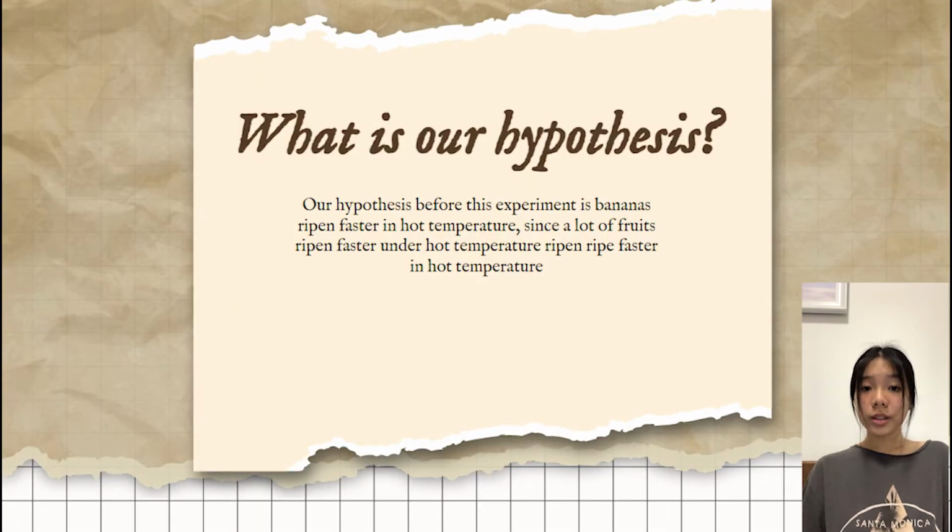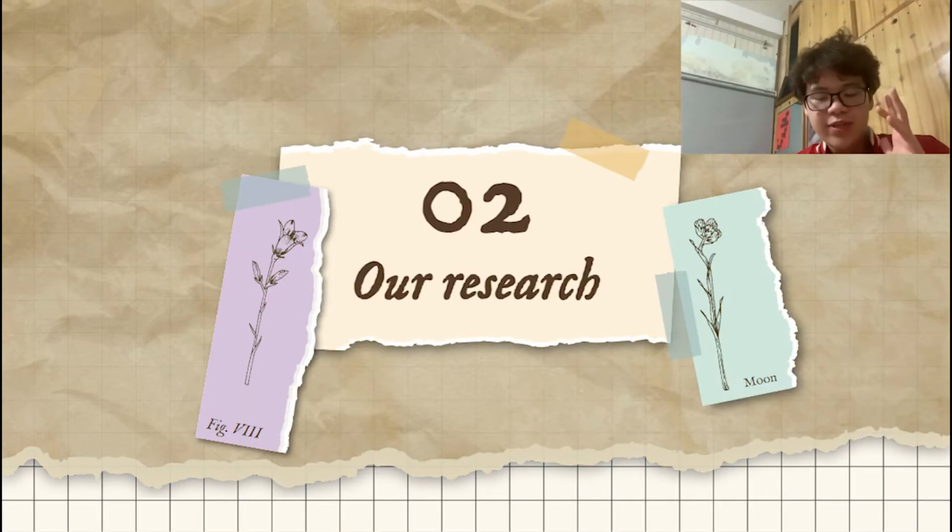So our hypothesis, before this experiment, is that the banana will ripen faster in hot temperature, since a lot of fruits already ripen under hot temperature. So we think that banana will be the same. So onto the data and research.